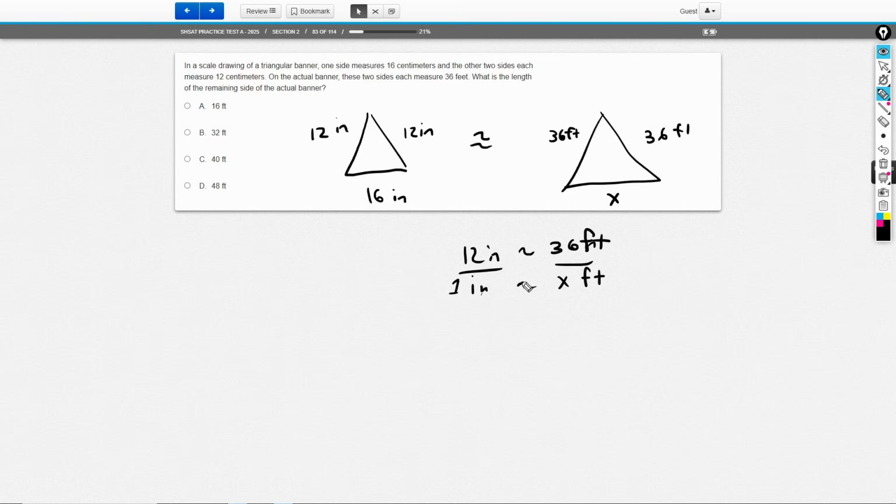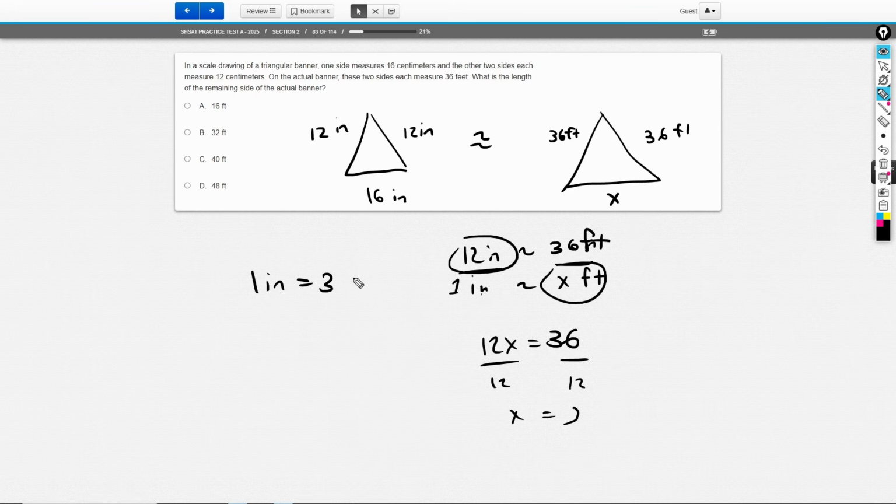Guess what? We have the same setup, and we're going to cross multiply. 12 times x, 12x, is equal to 1 times 36, which is just 36. If I divide both sides by 12, I know that x is 3. So technically 1 inch on this diagram is equal to 3 feet in real life because I set up this proportion. This is a scale drawing, always think proportion.